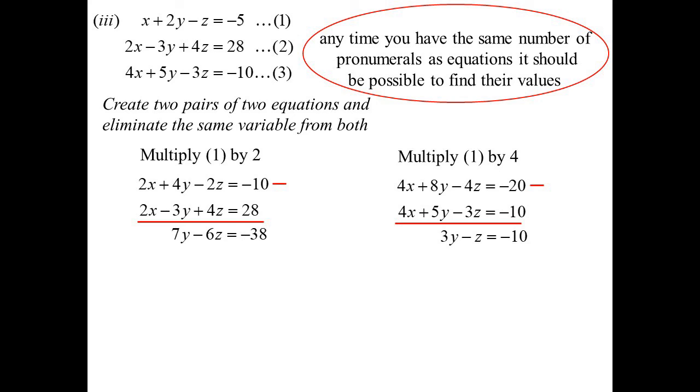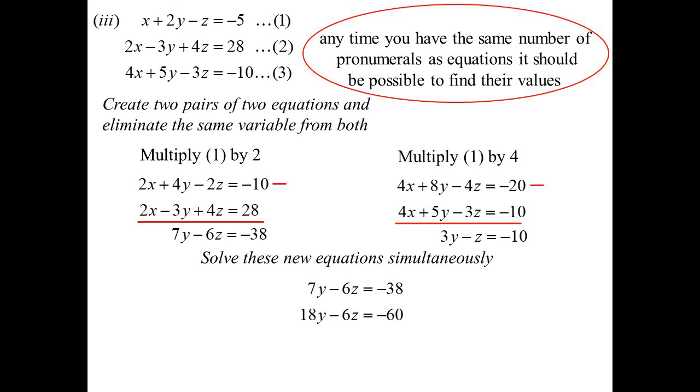It's now become what we're used to seeing. 2 equations, 2 pronumerals, and I'll eliminate the z's out of this one, so I'll now multiply that 3y minus z by 6. I now know y is negative 2. I should now be able to work my way backwards and work out all the other pronumerals. So to work out z, we just found y, we get z equals 4. Substituting that back in, I get x is 3. I have my final answer.